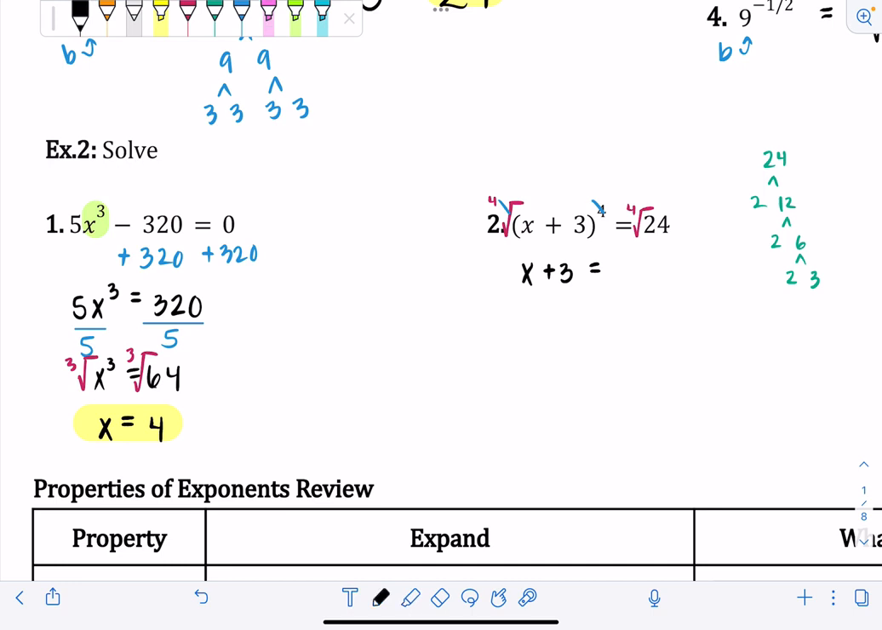So because it's an even root, we have to include the plus or minus in front of it, so plus or minus the 4th root of 24, and then from there we just want to get x by itself, so we'll subtract over the 3. So x equals negative 3, and then plus or minus the 4th root of 24.